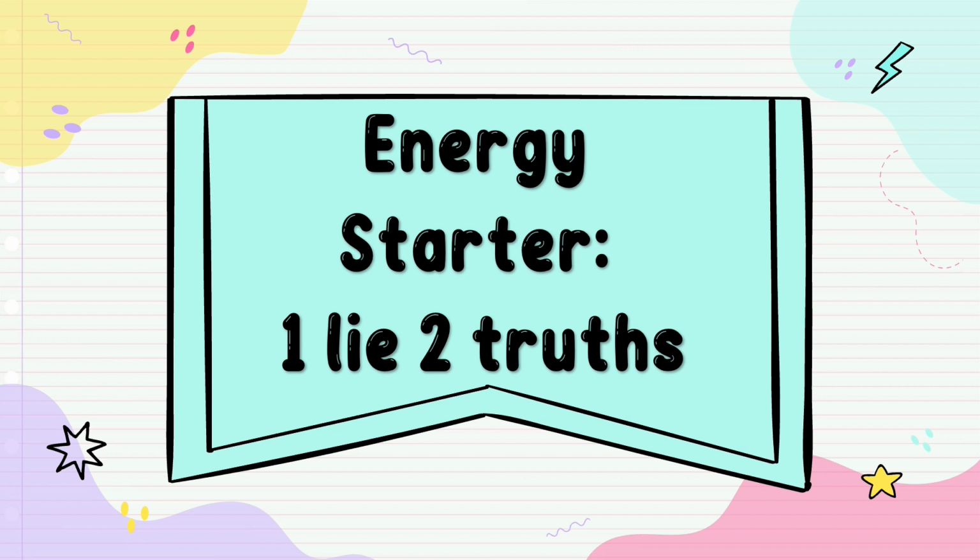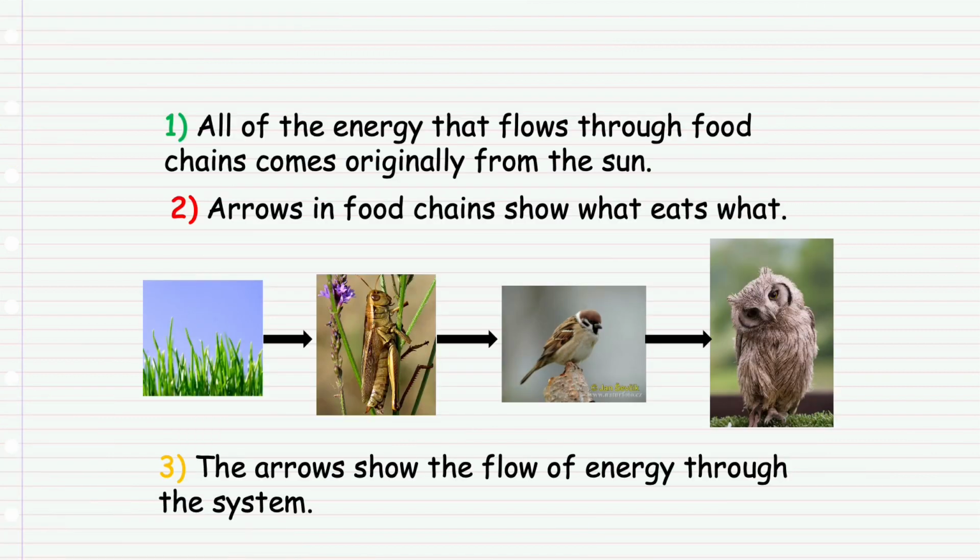Now, I'm going to show you one lie and two truths. You have to try and guess which one is a lie. First one, all of the energy that flows through the food chain comes originally from the sun. All the arrows in the food chain show what eats what, and the arrow shows the flow of energy through the system. So which one is a lie over here? Which one is wrong? Yes, second one, arrows in the food chain show what eats what.